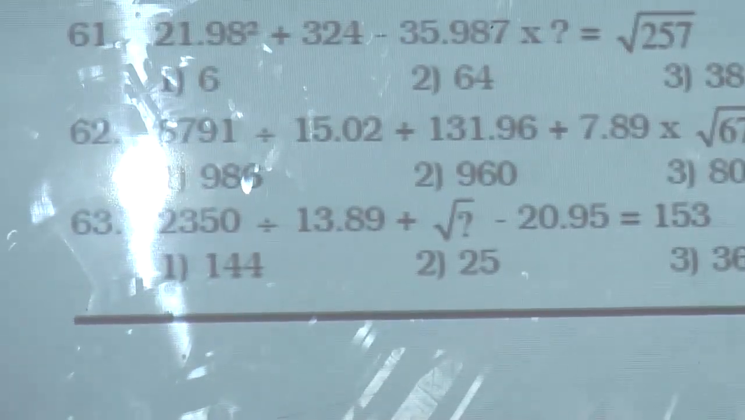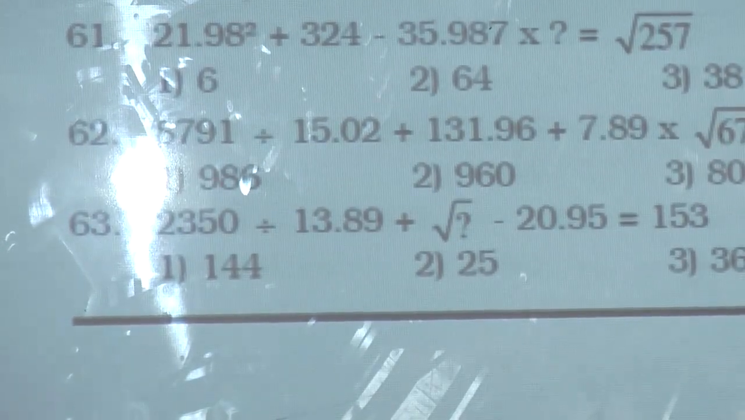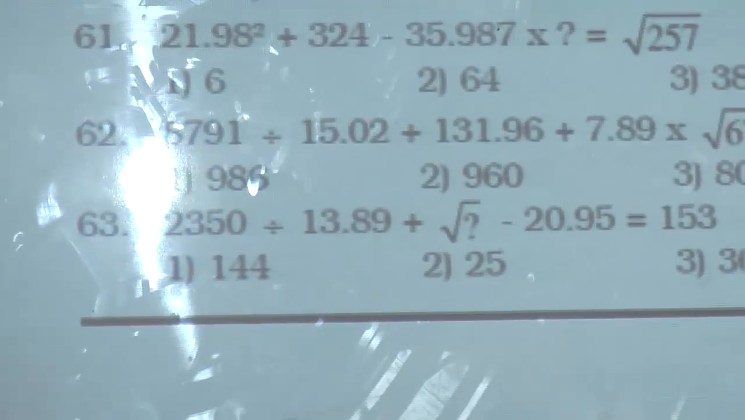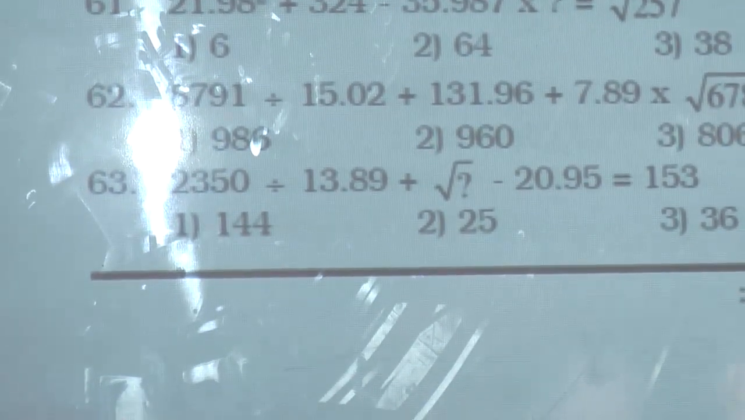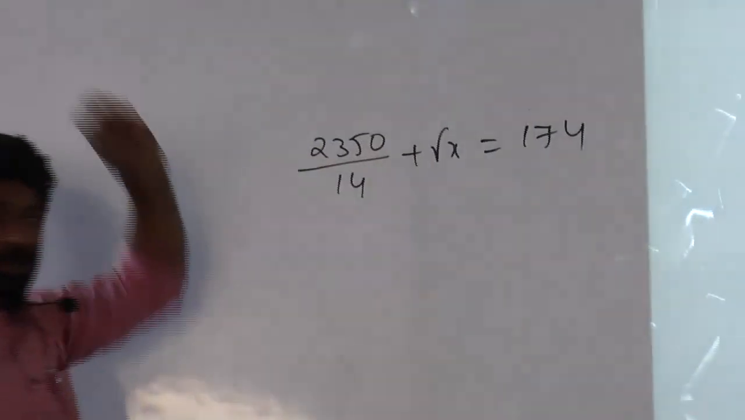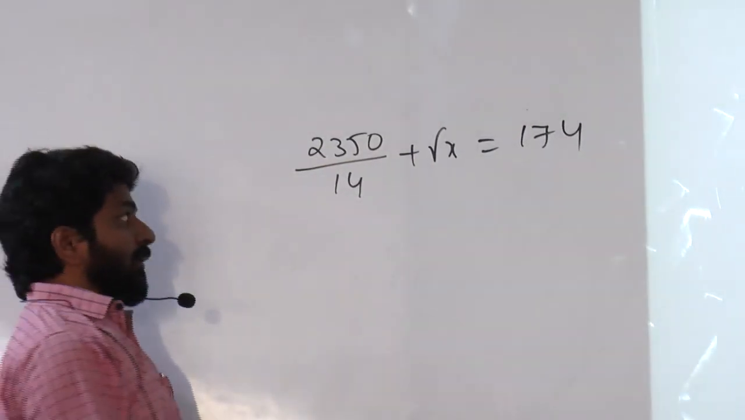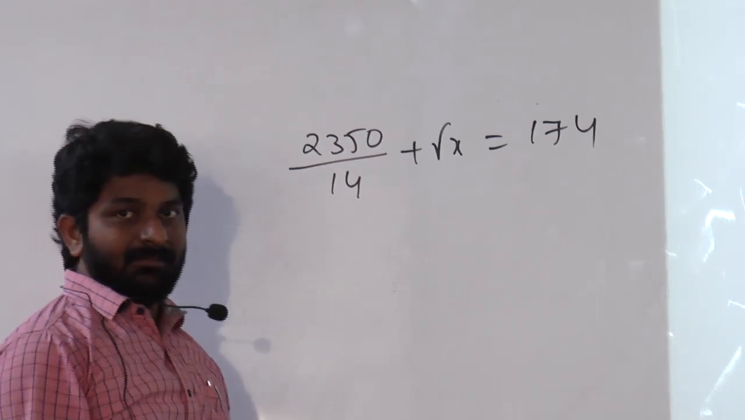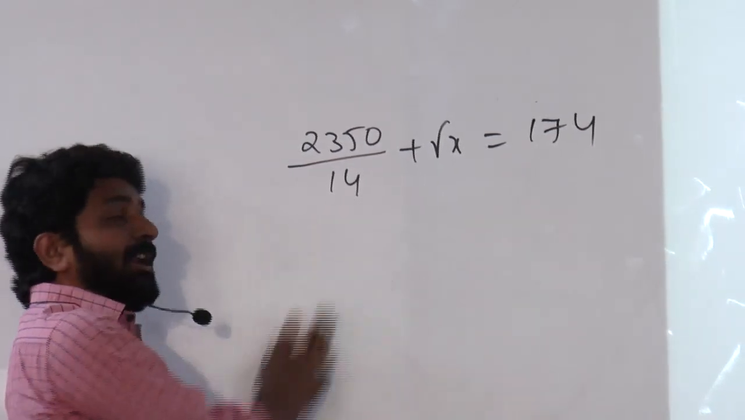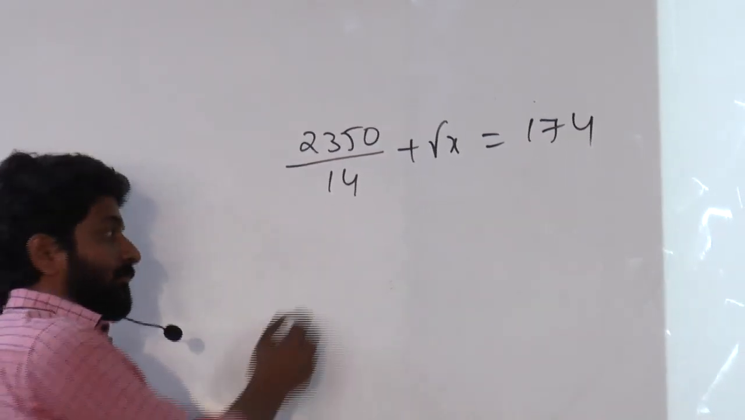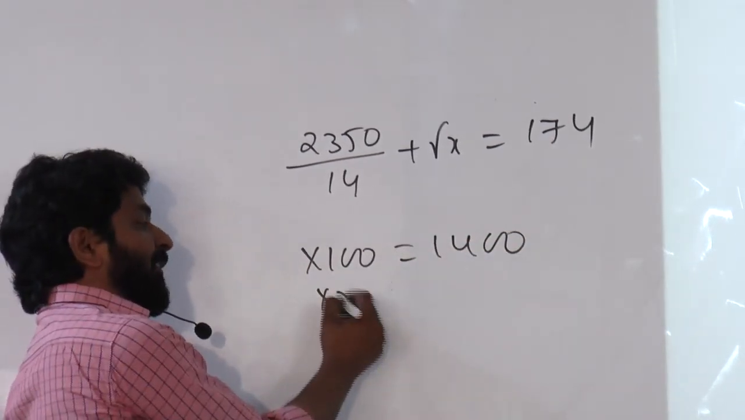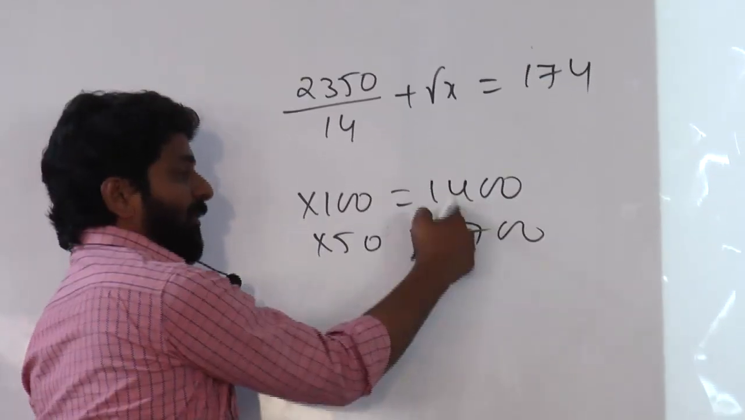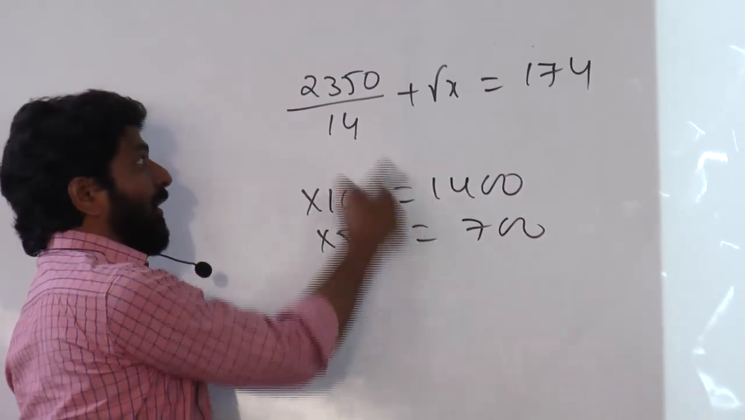Next. 2350 divided by 14 plus root x. Take that negative number to right hand side, that becomes 153 plus 21, 174. That's better. Cancellation with 14. 100 times of this number, 1400. 50 times 700. Total 2100.